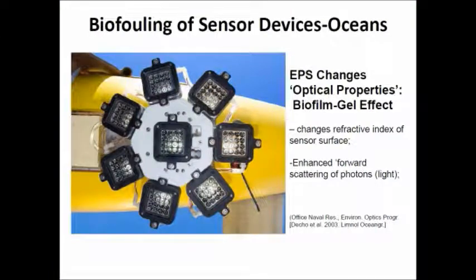The biofouling of sensors is also another process that's beginning to be looked at. We know now that the EPS matrix changes the optical properties of the surface that it's covering. It enhances forward scattering, and it forms what's called a biofilm gel effect. In other words, it has a different response to the sensor than would be if there wasn't a biofilm present at all.